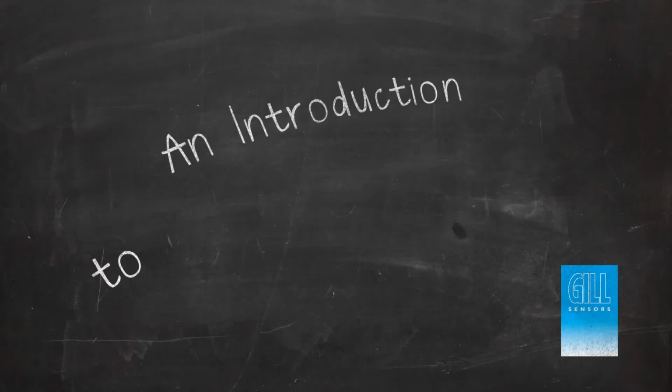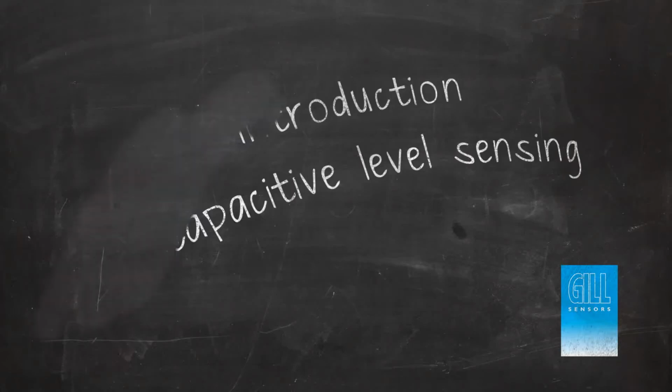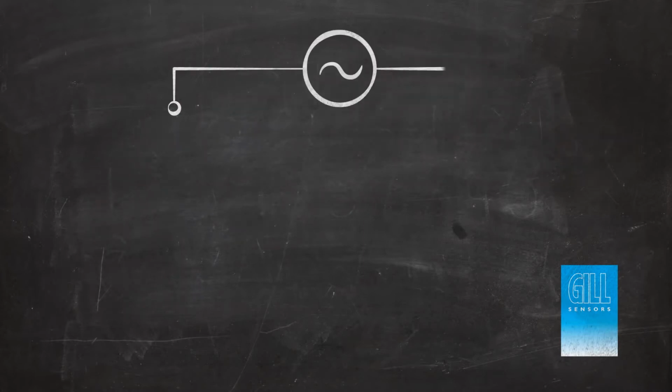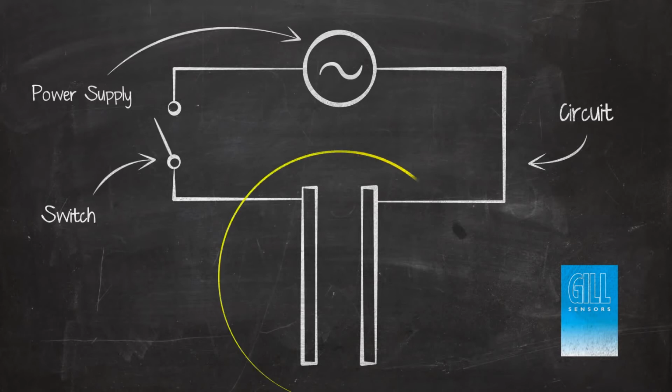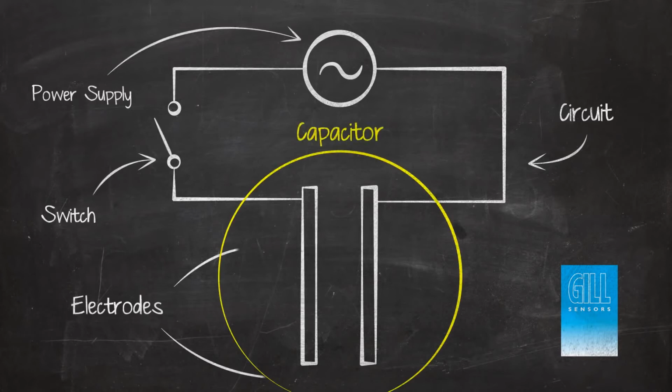An introduction to capacitive level sensing. To explain capacitive level sensing, we must first understand the concept of a capacitor. A capacitor is formed by two electrodes, electrically insulated from each other.